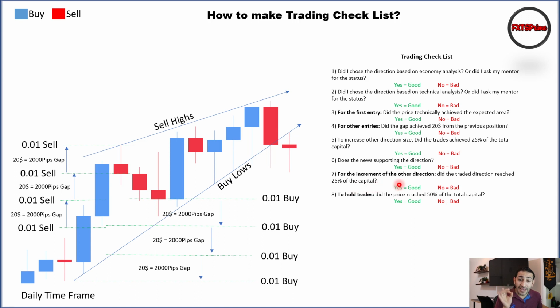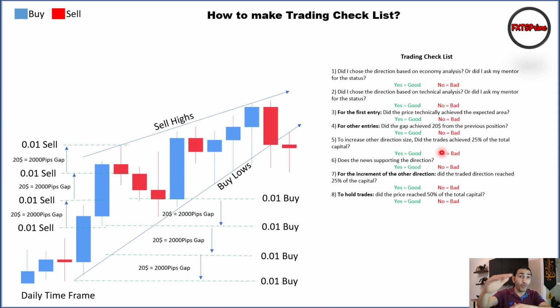For the increment of the other direction, did the trade direction reach the 25% of the capital? We have said that. I believe it's repeated. Sorry for that. Yes is good. No bad. To hold the trades, did the price achieve 50% of your capital? If yes, go for the holding trade. And if no, do not hold the trade.